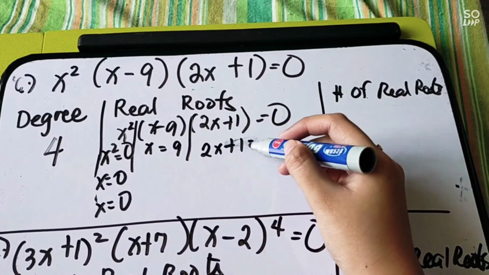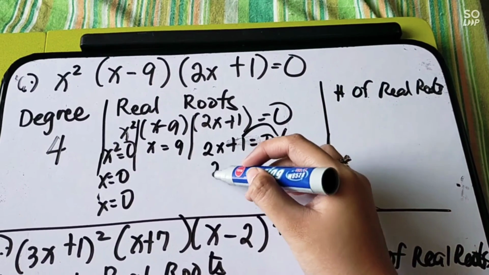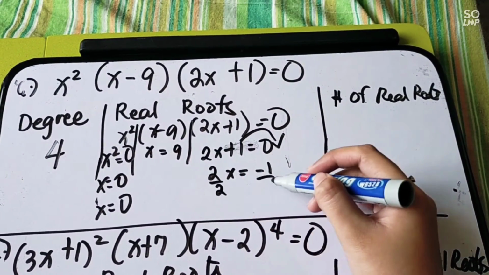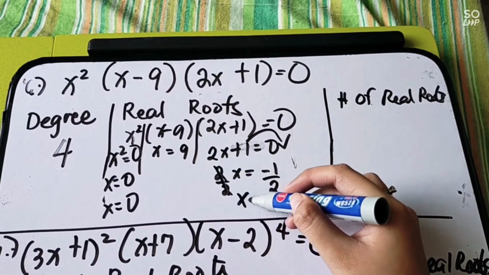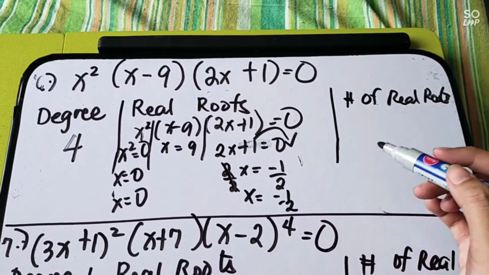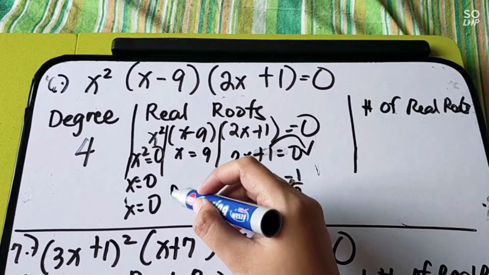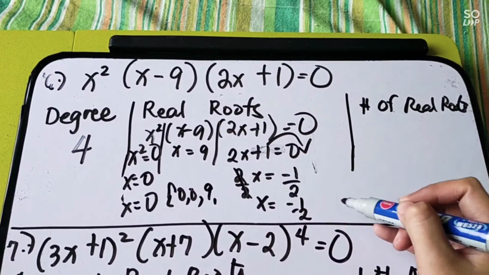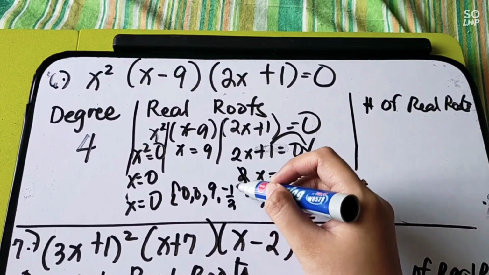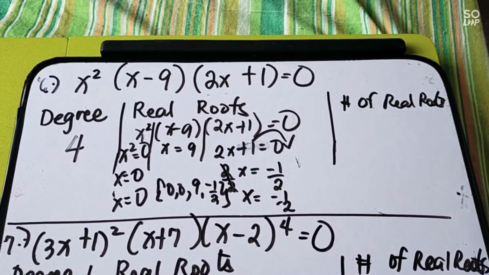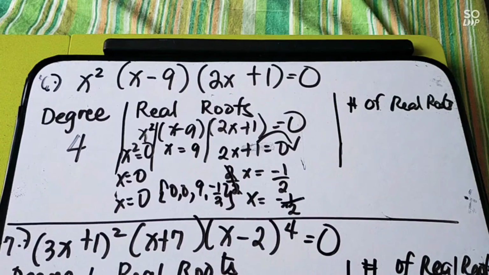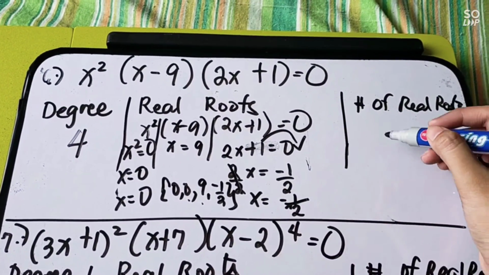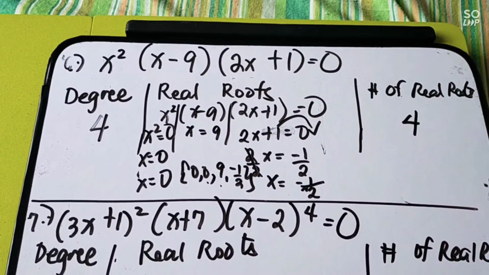Then this one is 2x plus 1. 2x plus 1 is equals to 0. Transpose. So, 2x equals to negative 1. Divide both sides by 2. Cancel. X is equals to negative 1 half. Therefore, our real roots are 0, 0, we have 9, and then negative 1 half. So, that are the real roots. Negative 1 half. So, we have how many real roots? 1, 2, 3, 4. We have 4 real roots.